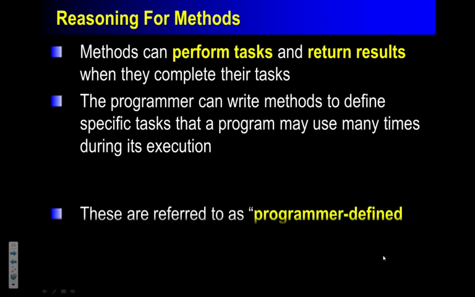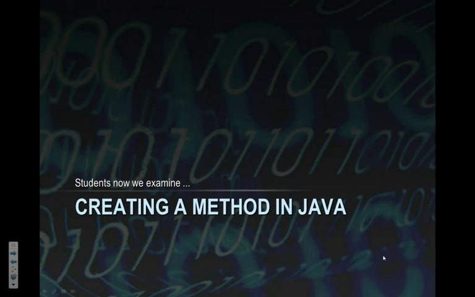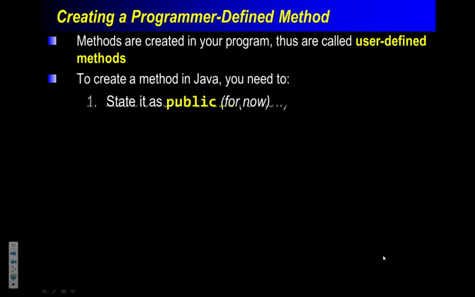And what this also leads to is these methods that you're building, called programmer-defined methods, that perform a task and return a result when they're done, okay? Some of these methods will be built into programming languages, like Java has some built into it. But to use a method, you have to what's called call the method. You have to use what's called a method call. Okay, so let's do this in Java, and we'll get to the example right away.